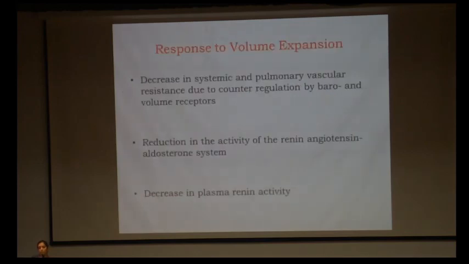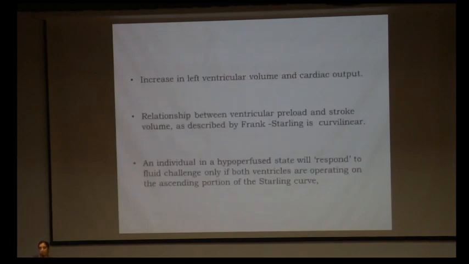So what is a normal response to volume expansion once you give the fluid? Usually in normal patients, there will be a decrease in the systemic and pulmonary vascular resistance due to the counter regulation, because there is a reduction in the activity of the renin-angiotensin system and a decrease in the plasma renin activity. So normally you get initially a decrease in the systemic and pulmonary vascular resistance after fluid resuscitation. There is an increase in the left ventricular volume and cardiac output. And this relationship between the increase in left ventricular volume by the preload is described by the Frank-Starling curve.